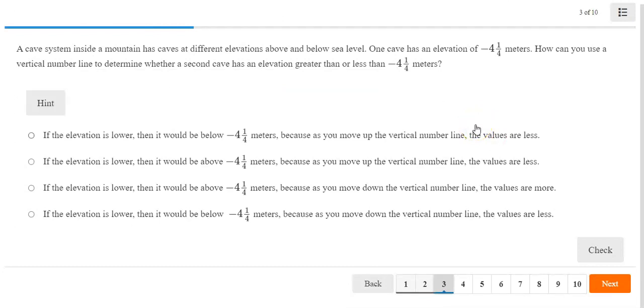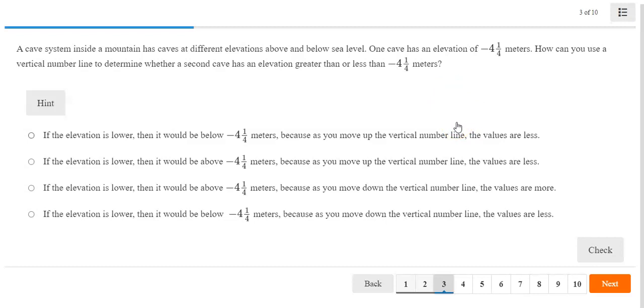A cave system inside a mountain has caves at different elevations above and below sea level. One cave has an elevation of negative 4 and 1/4 meters. How can you use a vertical number line to determine whether a second cave has an elevation greater than or less than? So if the elevation is lower, then it would be below negative 4 and 1/4 meters because as you move up the vertical number line, the values are less.